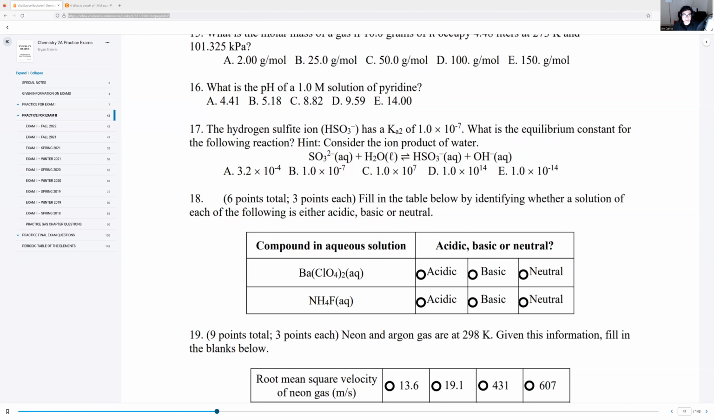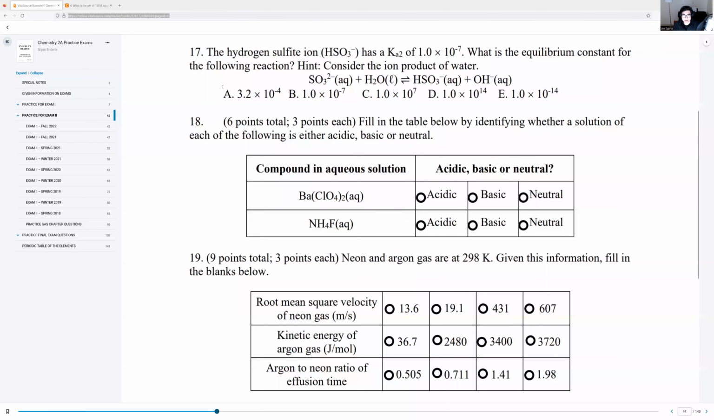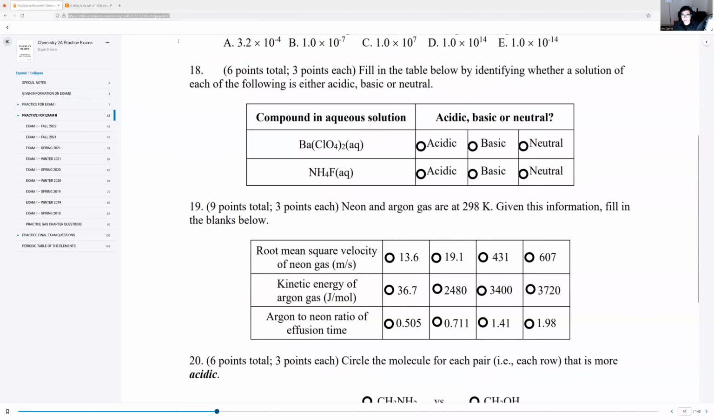So that's number 17. Number 18, it says fill in the table below by identifying whether a solution of each of the following is either acidic, basic, or neutral. So this BaClO4, right? Is it acidic, basic, or neutral? And same with this NH4F.